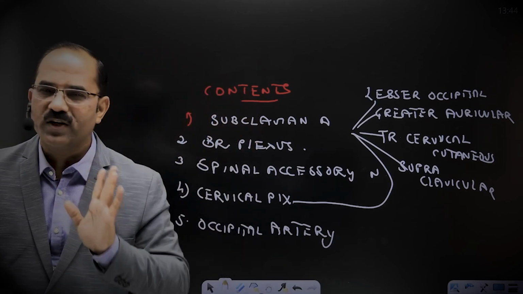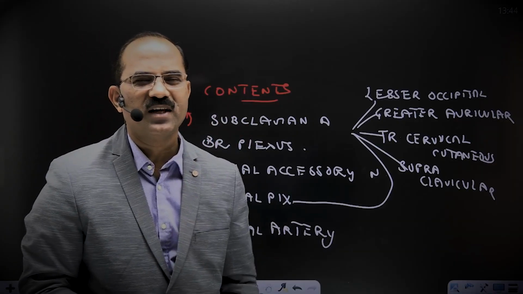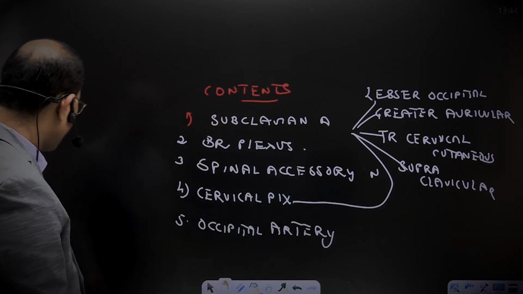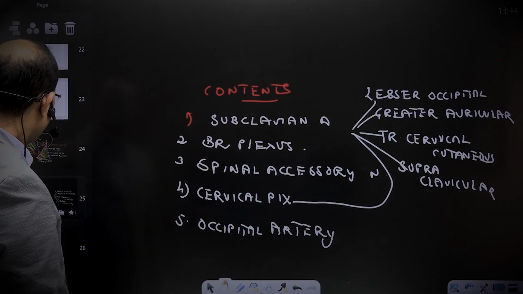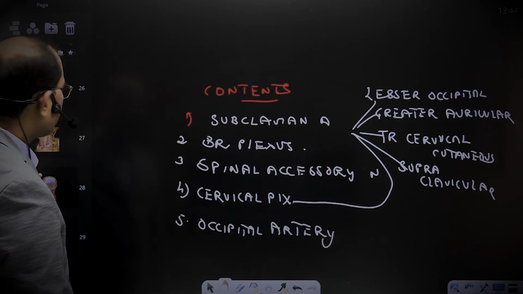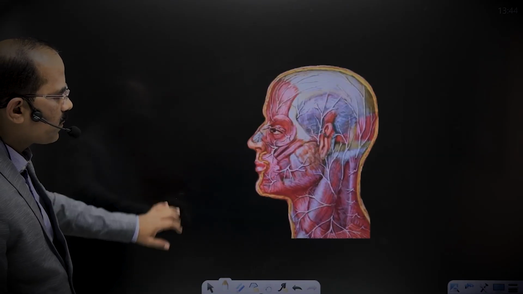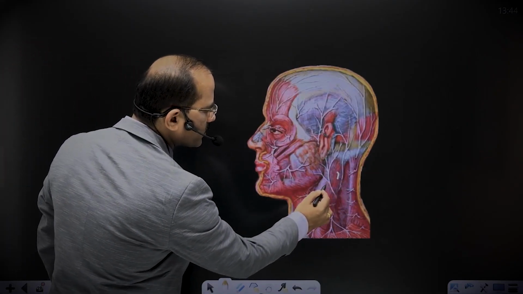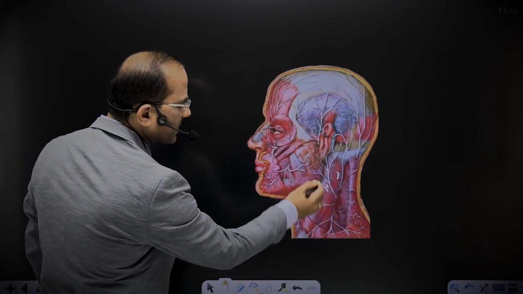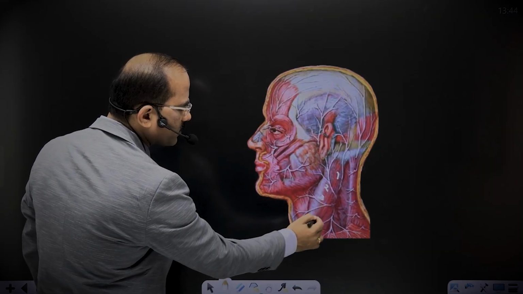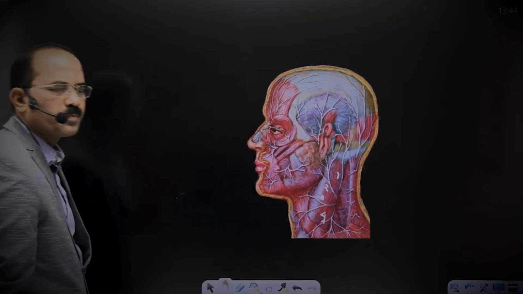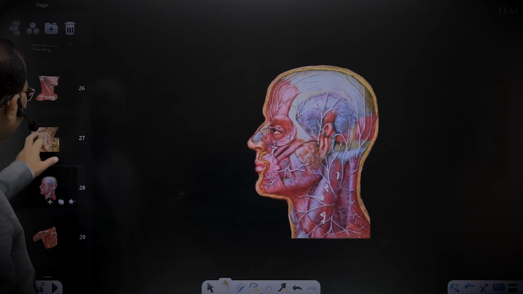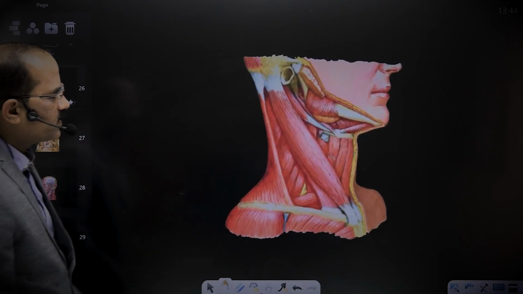Then contents you've understood. What is left now? The roof. Roof is left. Have a look at this now. These are the branches of cervical plexus. Number 1, that's the lesser occipital. Number 2 is the greater auricular supplying the skin here. Number 3 is the transverse cervical cutaneous. And number 4 is supraclavicular nerve. So this becomes the branches of cervical plexus. We have seen this before. So that's the posterior triangle of the neck.